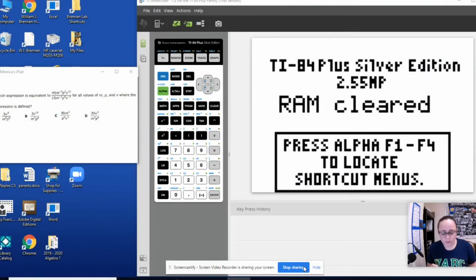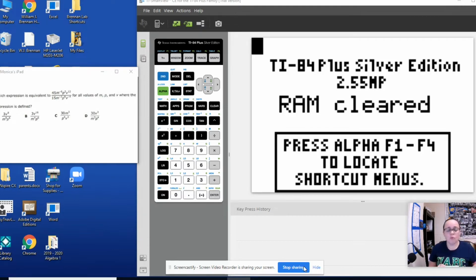Very well, everybody. We're going to go over how we can use the store memory in our TI-84 to solve problems like this that involve laws of exponents or exponent rules. The problem we have is: which expression is equivalent to 45 m to the negative 6 p to the second power v to the 12 over 15 m to the negative 2 p to the 8 v to the negative fourth, for all values of m, p, and v where the expression is defined.